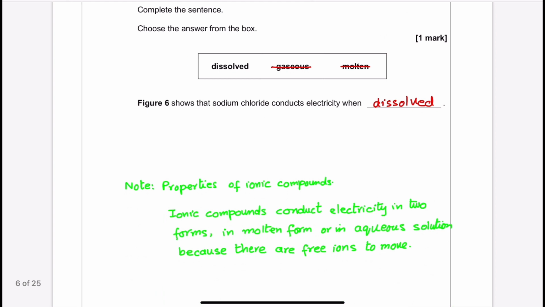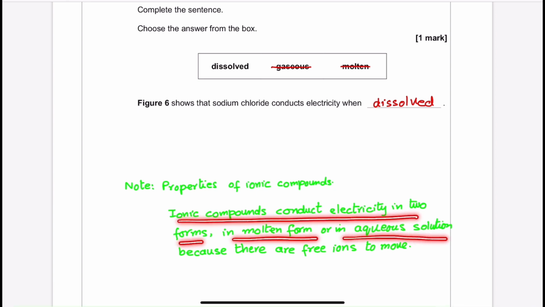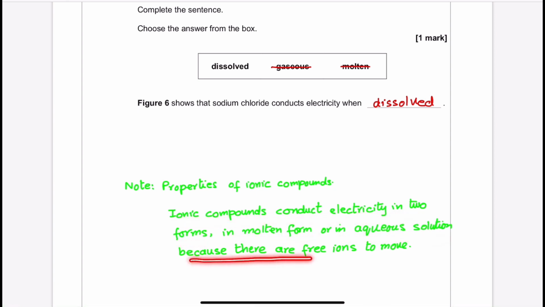The extra information is the student must know the properties of the ionic compounds. Ionic compounds conduct electricity in two forms, in molten form or in aqueous solution, because there are free ions to move.